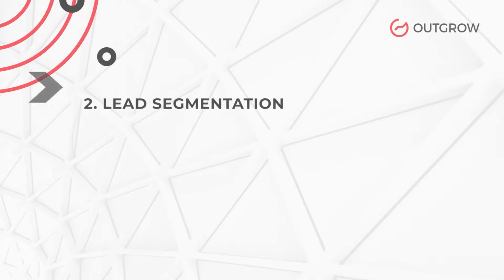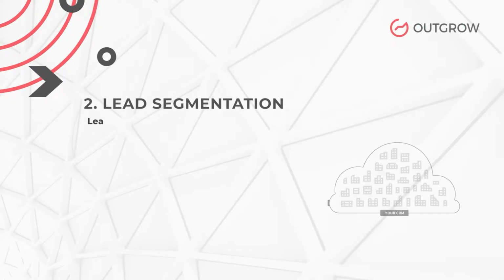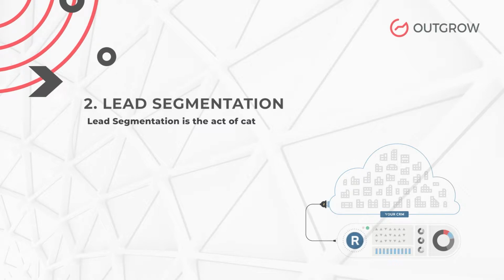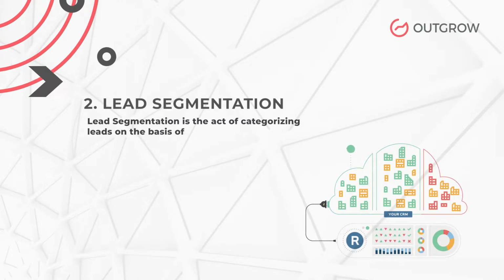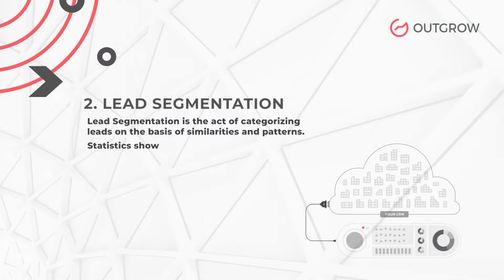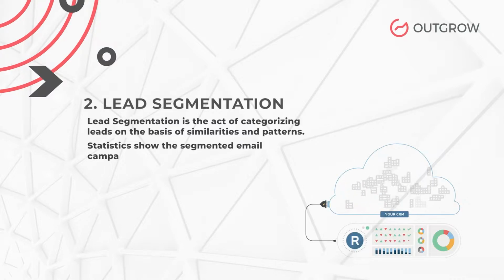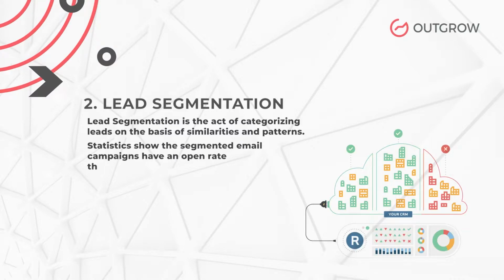Number 2, lead segmentation. Lead segmentation is the act of categorizing leads on the basis of similarities and patterns. It is undoubtedly one of the holy trinities in the process of lead conversion. Statistics show that segmented email campaigns have an open rate that is 14.32% higher. Segmentation can be done on the basis of demographics, location, industries, consumer behavior, and other such parameters.